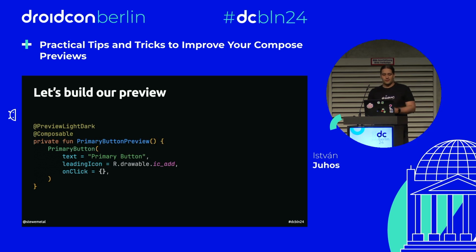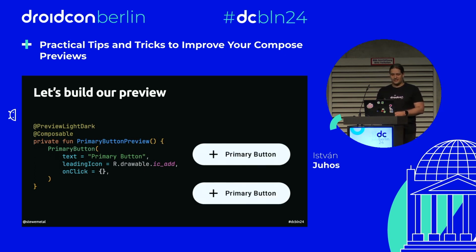So this preview is built with the preview light dark multi-preview annotation. And we just call the primary button there. We want to preview that. And with this, we get this. It's preview light dark, but something's not there. Can you spot what's not there?